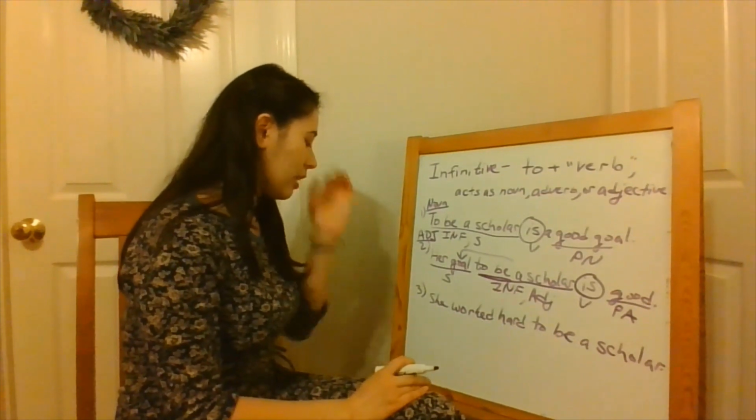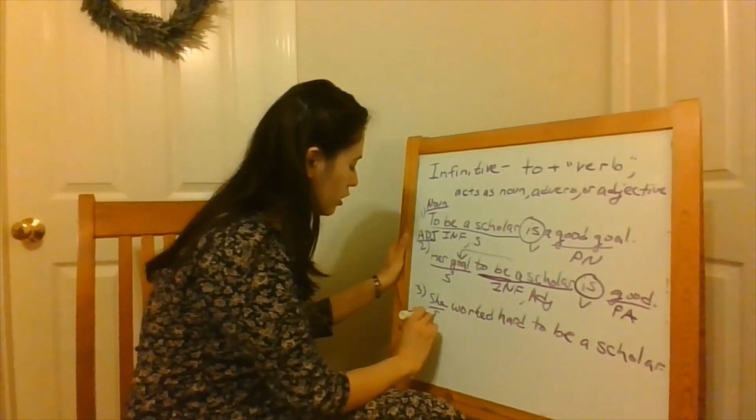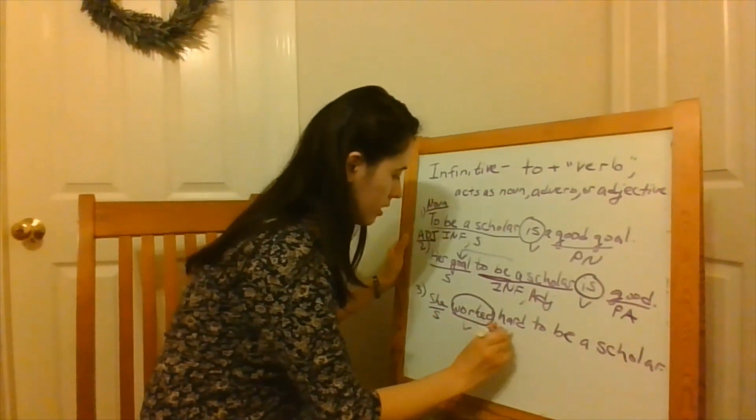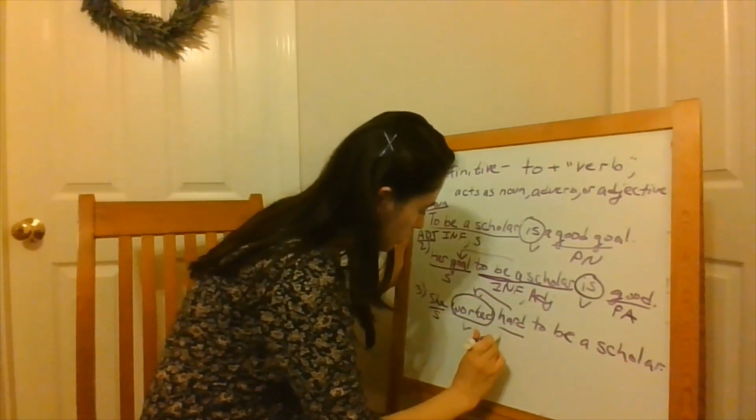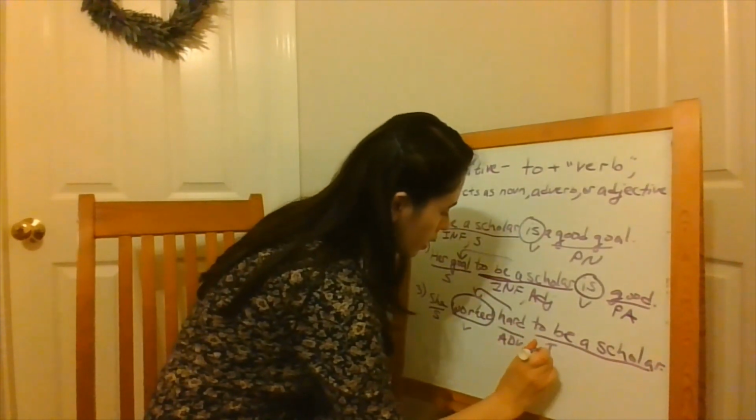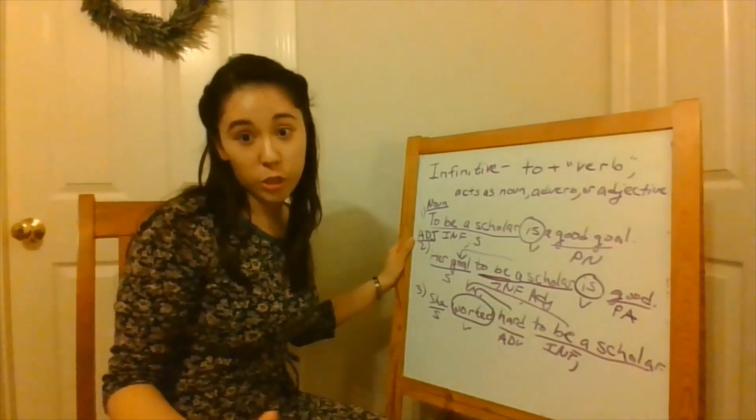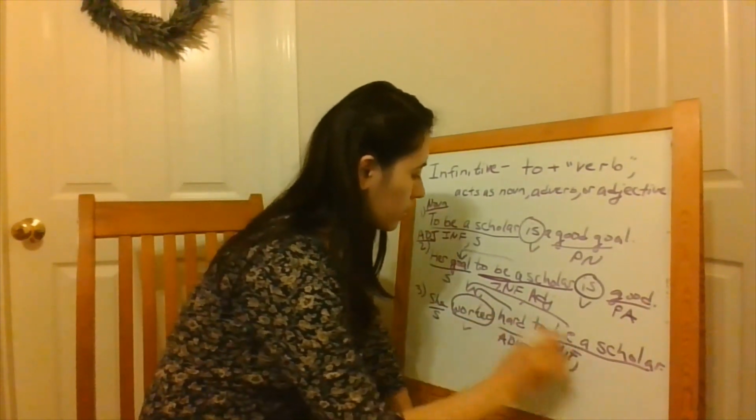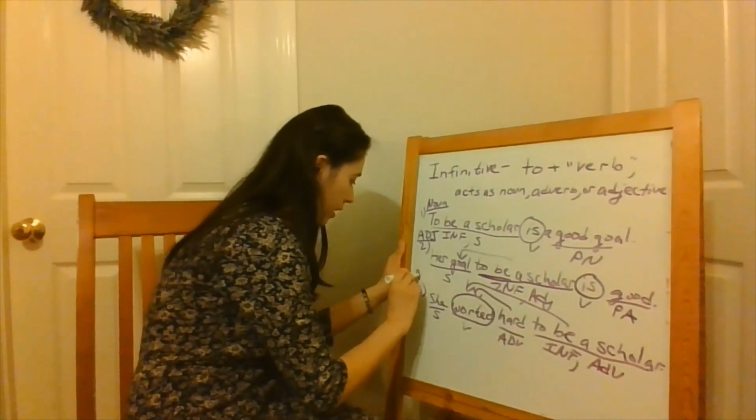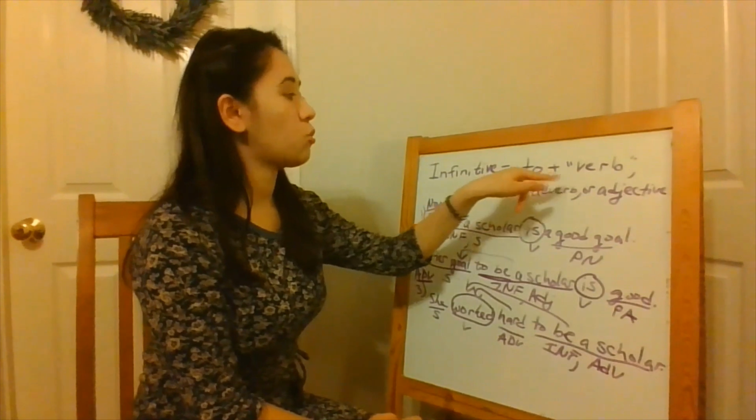And then we finally have, she worked hard to be a scholar. So our subject is she, worked is our verb, hard describes how she worked, so that means it's an adverb. And then to be a scholar, that's an infinitive, so to be. And then it also describes worked, so it describes why she worked. So why did she work so hard? She worked hard to be a scholar, which makes it an adverb.